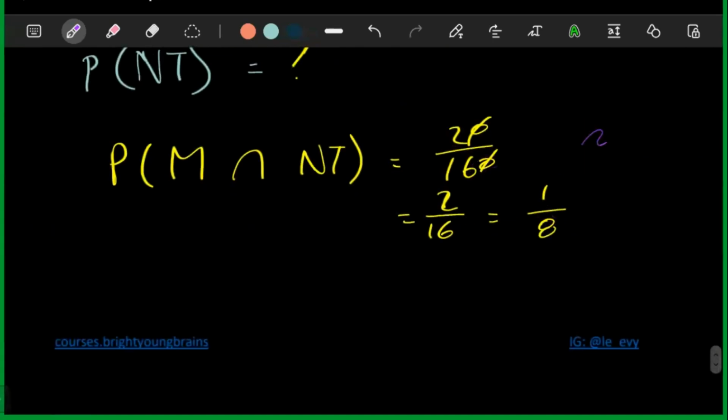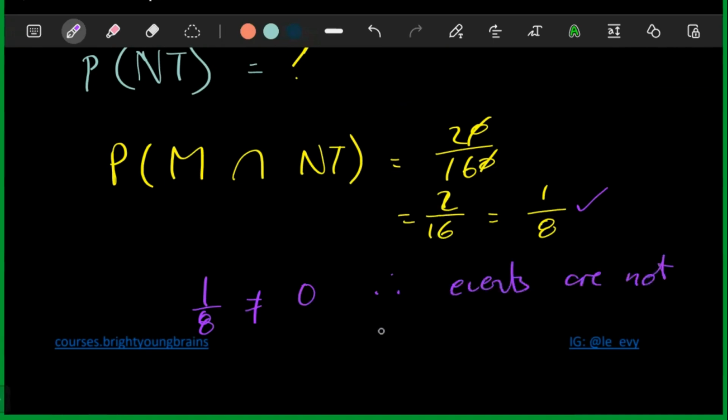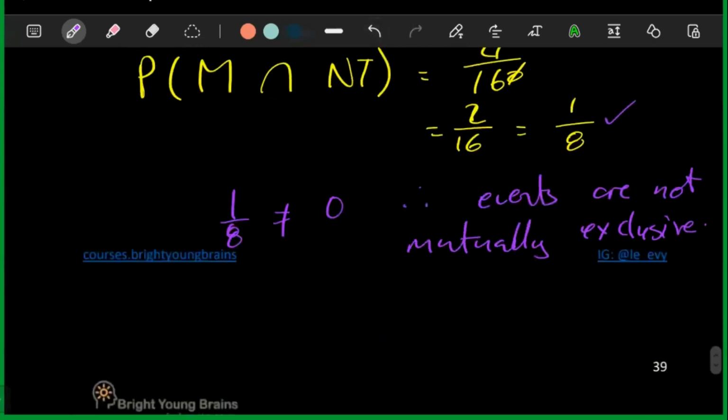And that gives us a total of 1 over 8. So here you can say 1 over 8 is not equal to 0. Therefore, the events are not mutually exclusive. Yeah, that's right.